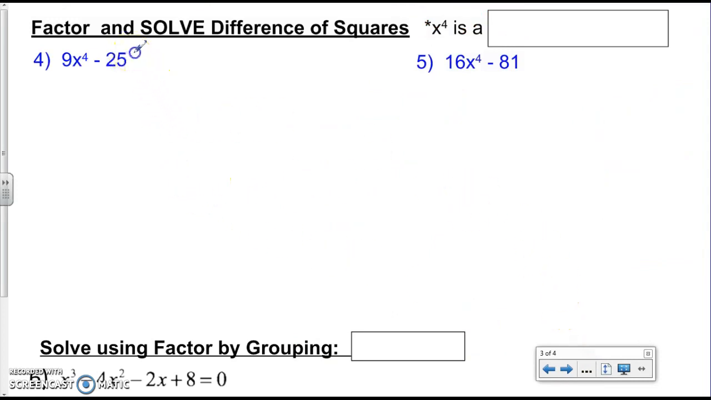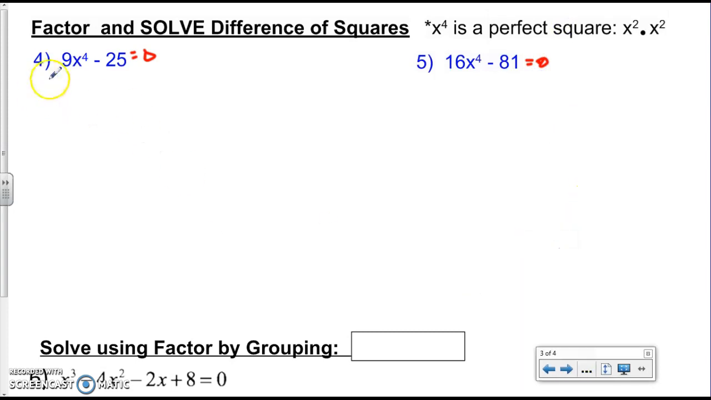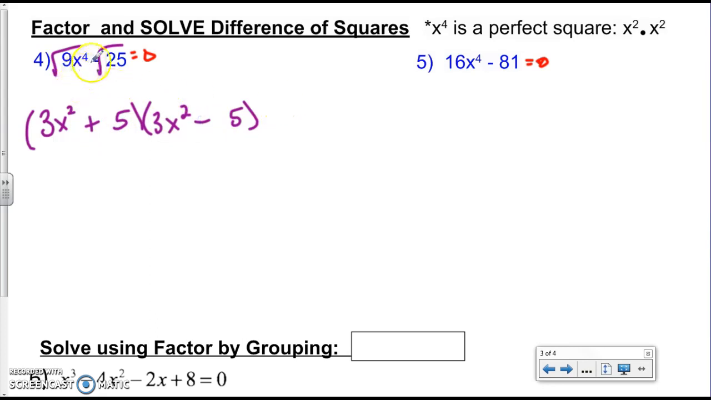Next two, it says factor and solve. Let's add some equal zeros here. Remember that x to the 4th is a perfect square. We can break it down to x squared times x squared. So we're going to use the difference of squares here. Notice I can take the square root of 9x to the 4th and get 3x squared. And the square root of 25 is 5. And then one's plus and one's minus. And this only works if there's a minus sign in the middle. And then we can go ahead and solve. So 3x squared plus 5 equals 0. 3x squared minus 5 equals 0. And then go from there.